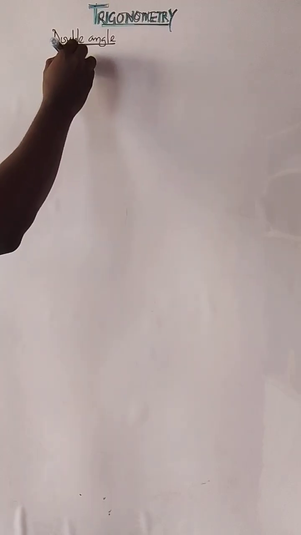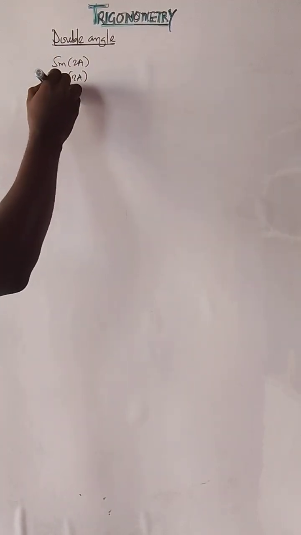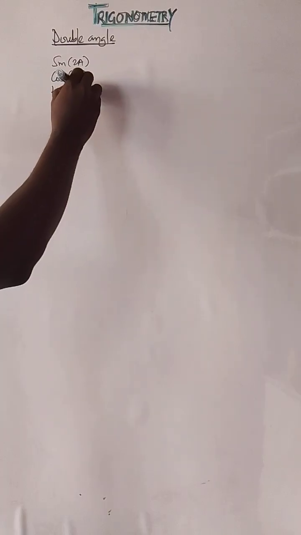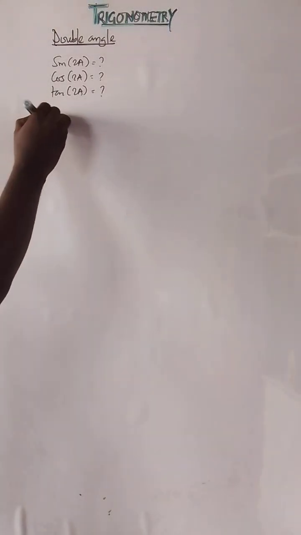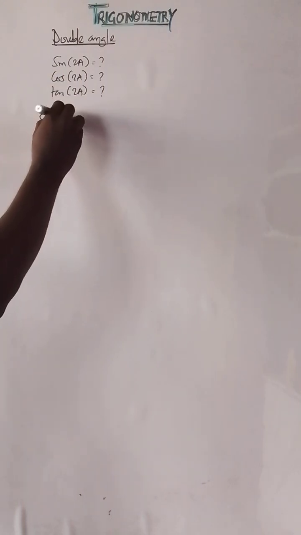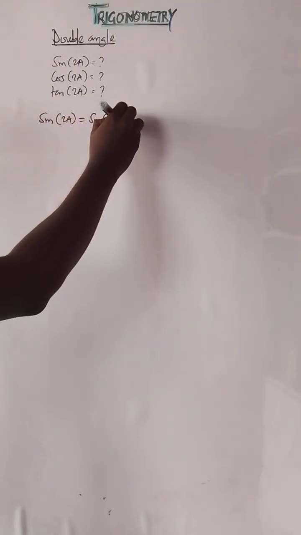Now let's go to double angle. What is double angle? Suppose we want to get the value of sine 2a, cos 2a, and tan 2a. What will be their values? So we call this double angle when we have sum of two same angle. That's sine a plus a. We know that sine 2a can be written as sine a plus a.